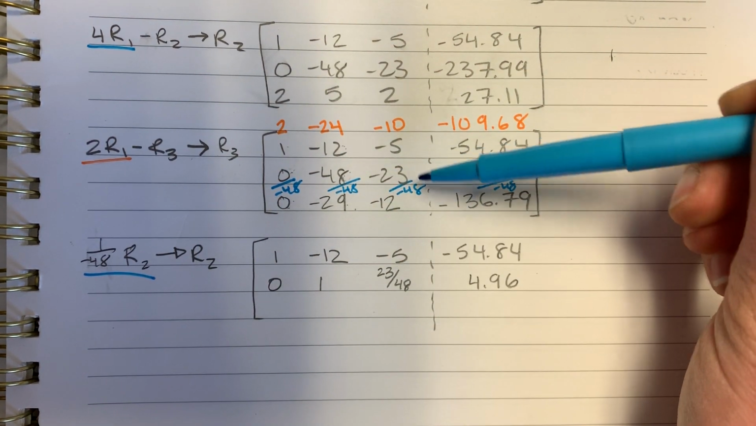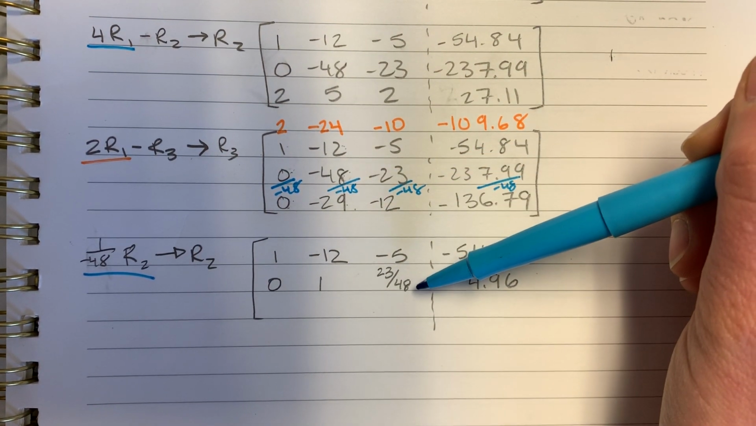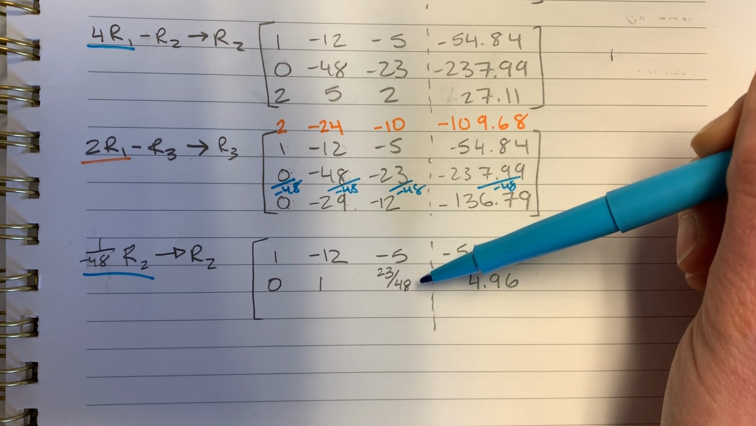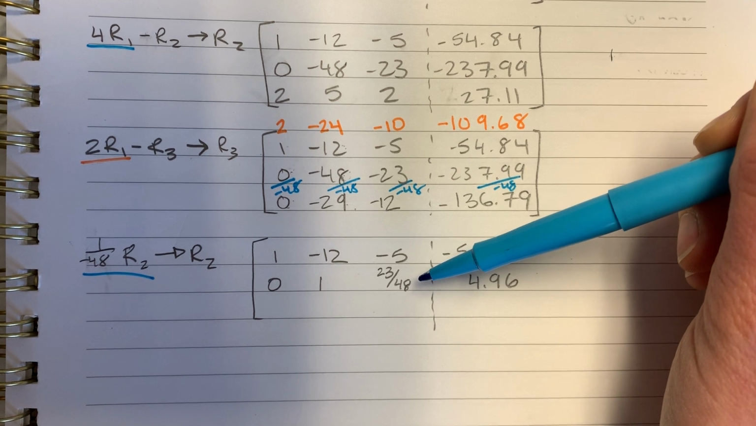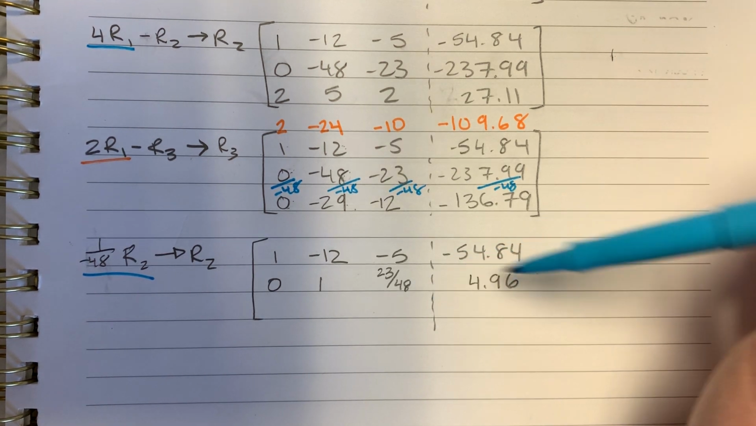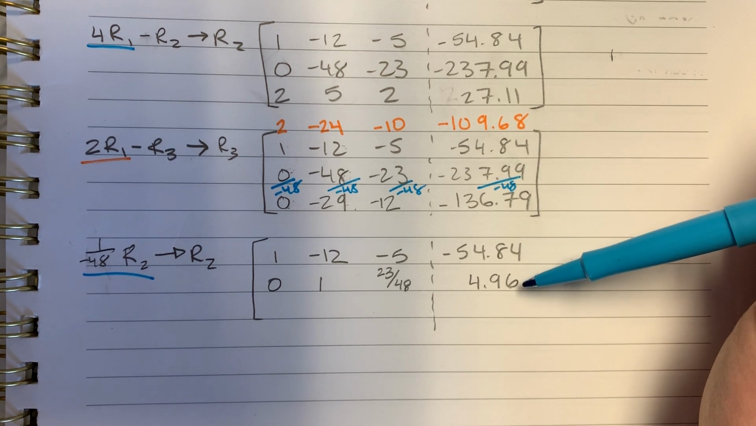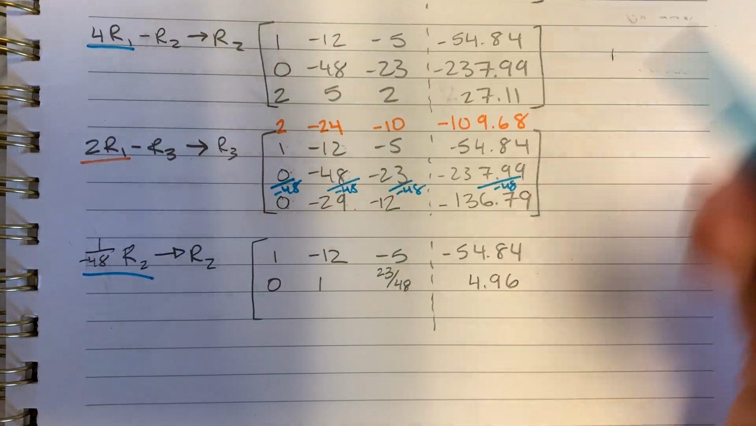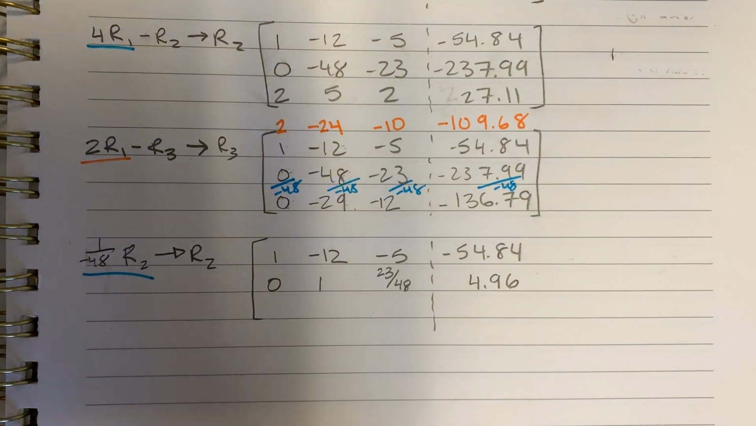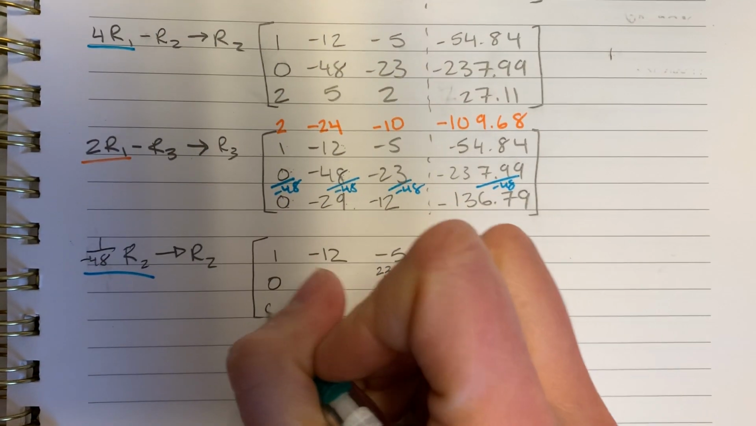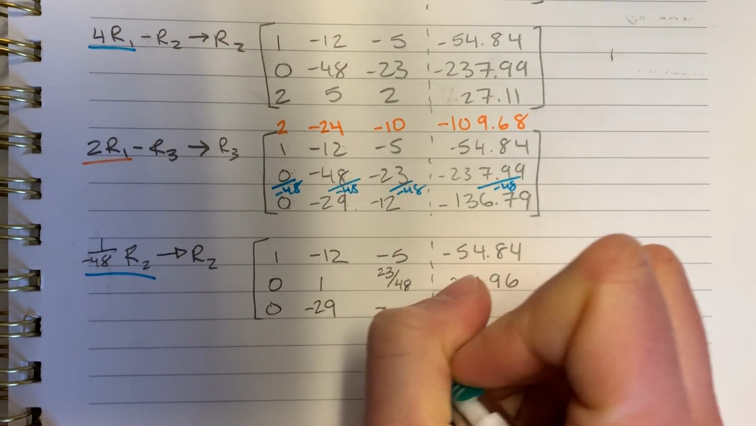And then negative 23 divided by negative 48. You could put a decimal here. I'm going to leave it as a fraction, because I just prefer fractions because they're exact. Decimals aren't always exact. So then I divided negative 237.99 by negative 48, and I got 4.96, and this is actually approximate. So our answers are going to be a little off, but that's okay. So that was my next step.